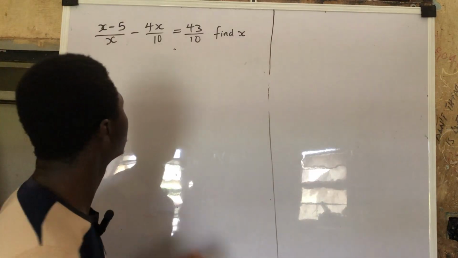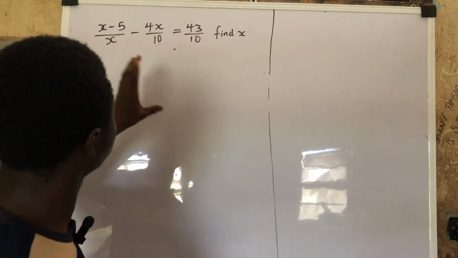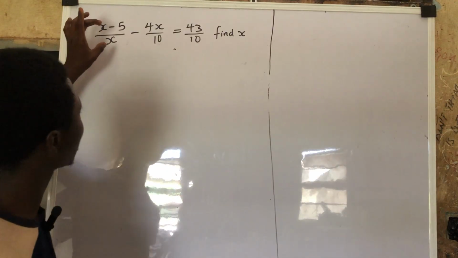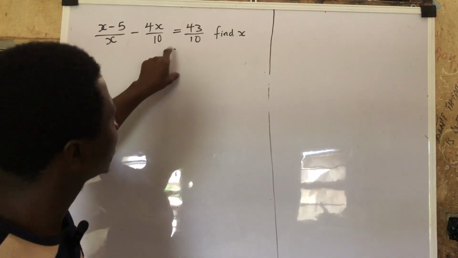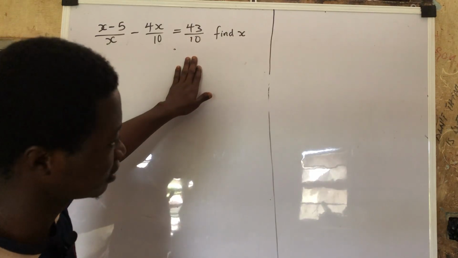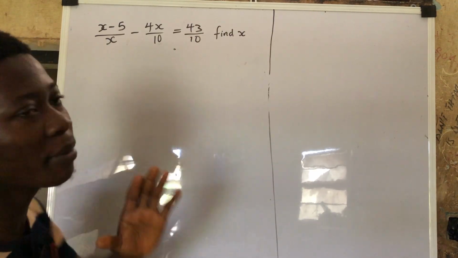On today's video, we're asked to find the value of x in this given expression. We're given (x - 5)/x - 4x/10 = 43/10. So we're asked to find the value of what? X. So how do we go about this?